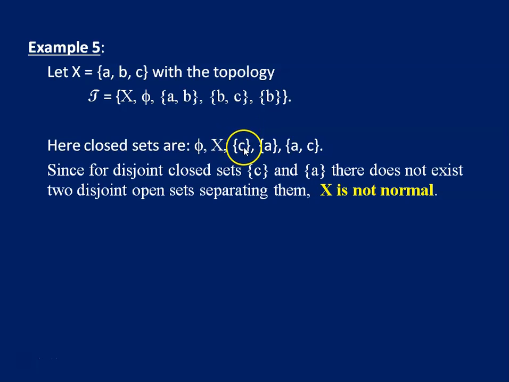For this closed set C, we have an open set {B, C} which contains the closed set C. And for the closed set A, we have an open set {A, B} which contains A. But these two open sets {A, B} and {B, C} are not disjoint. So we cannot find two disjoint open sets in this topological space which separate the closed set C and the closed set A. So this space is not normal.